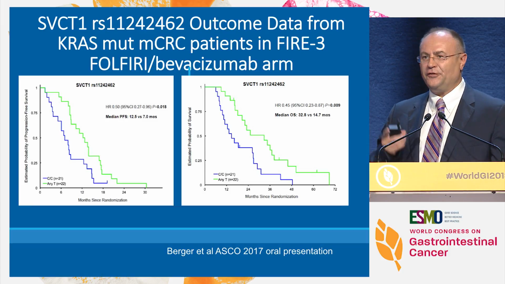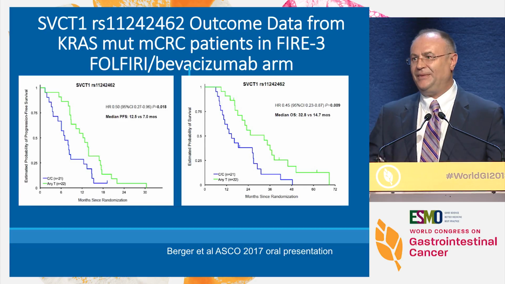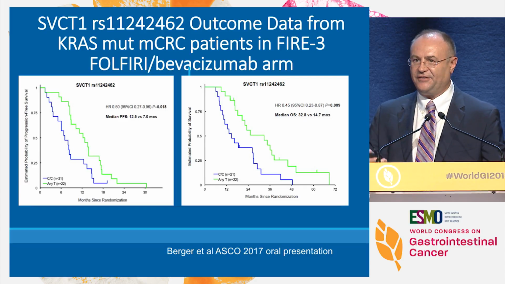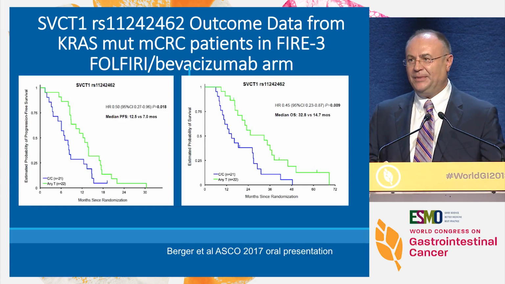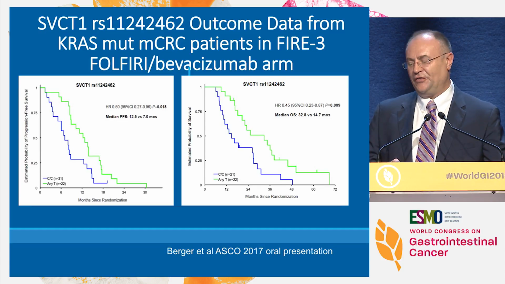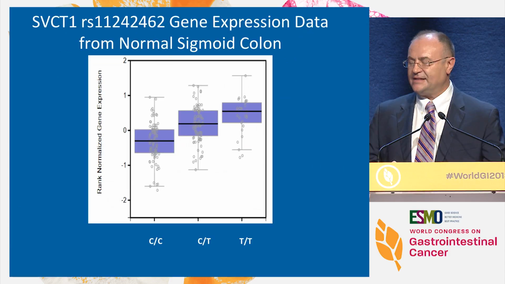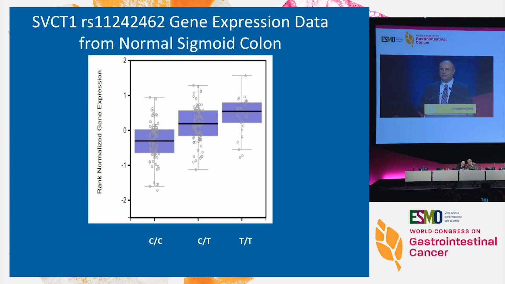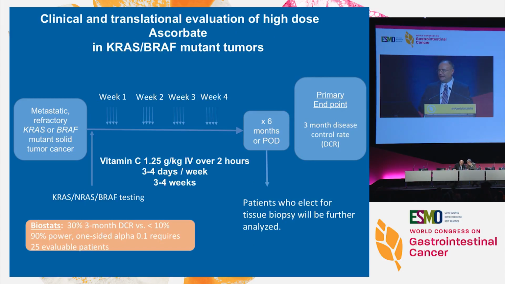The regulation of mutant RAS with this transporter plays a role already without intervening, and that may be a further reason to evaluate the role of vitamin C in mutant RAS. In fact, a SNP in this transporter was highly associated with gene expression in the tumors. So we know this is for real. How do we take advantage? We need to be smart to develop clinical trials.